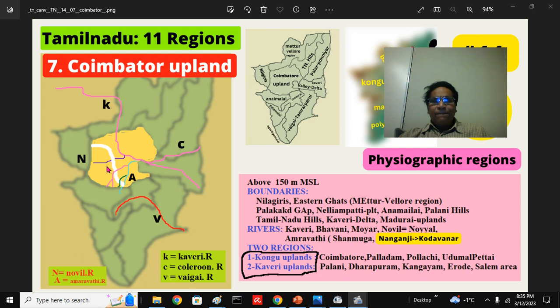See the upland region. So these are the borders: the Nilgiri mountains, Kunda mountains and Palakkad mountains. The other border is the Palakkad Gap. Further north you can see the Eastern Ghats, the Mettur region, and maybe not the Vellore region, I put it, Palakkad Gap. Then you can see here the Neliyampati plateau, Anamalai hills and Palani. All these are co-joined, meaning hard to separate. So Neliyampatis, Anamalai and Palanis, we'll see later.